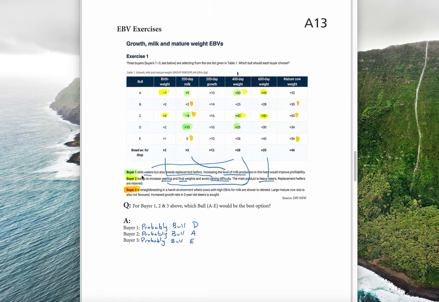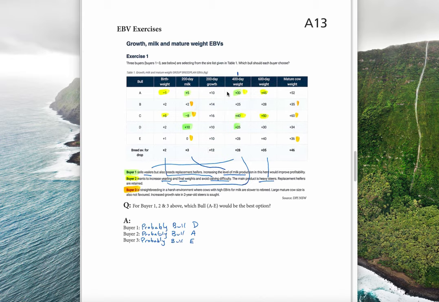So buyer one here sells vealers, and vealers, remember, are calves under a year old, and they are going to be sold somewhere between 200 and 400 day weight. Somewhere in the middle here, because obviously a year is 365 days. They're going to sell vealers, and I'm guessing they want them to be pretty heavy. So you want a high plus value above the breed average, and increasing the level of milk production. We have our milk production here, and we want a high plus value because we want to increase the level of milk production to improve profitability. So we're just going to focus on the 200, 400 day weight and the milk volume.